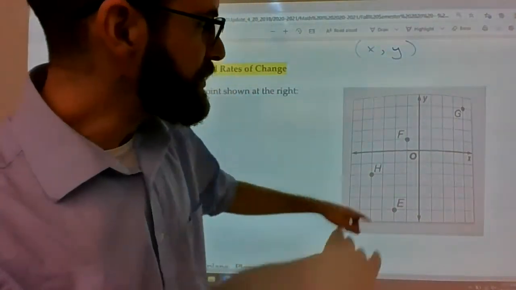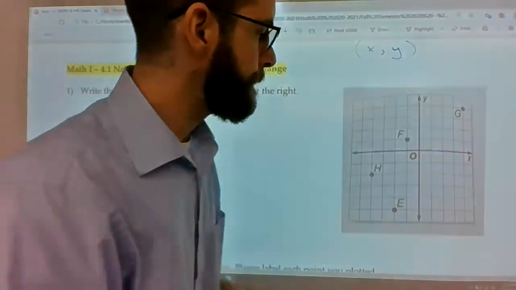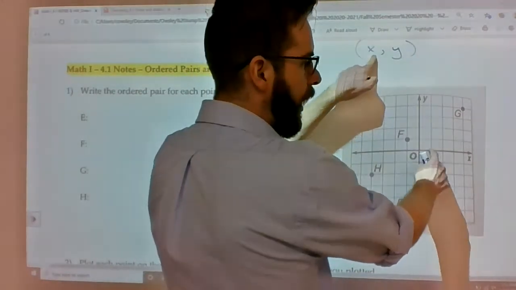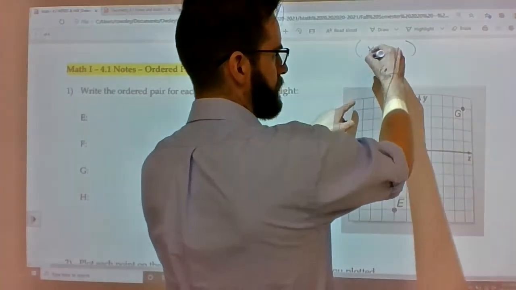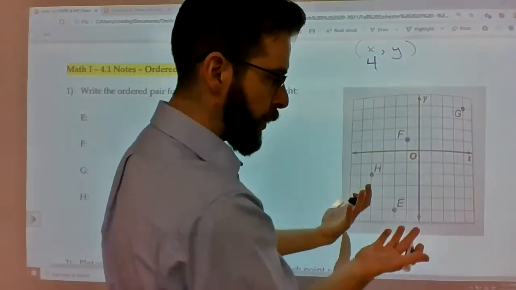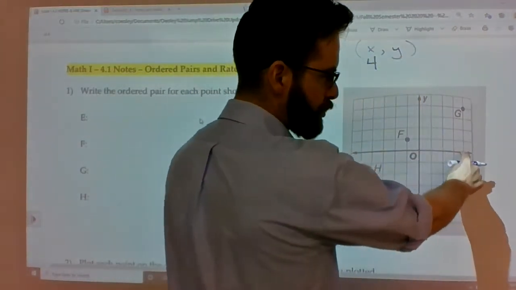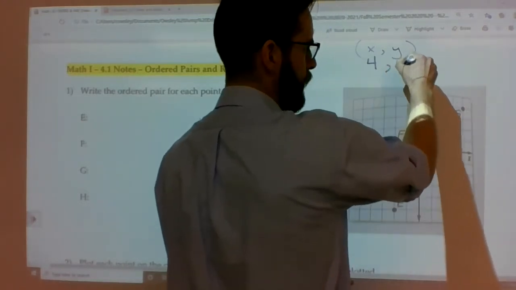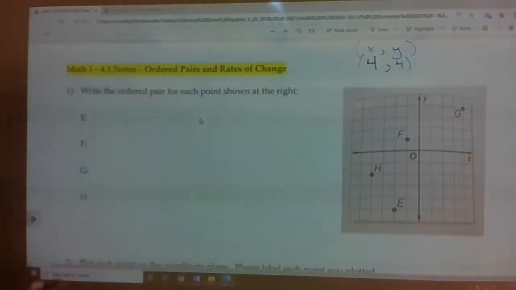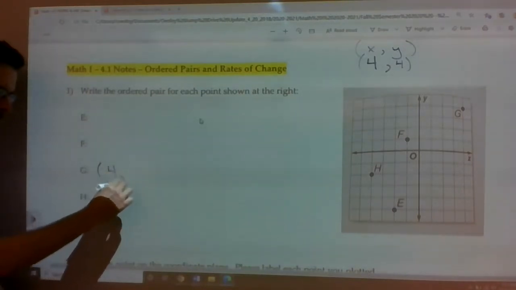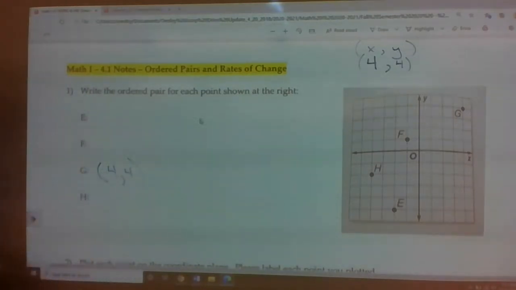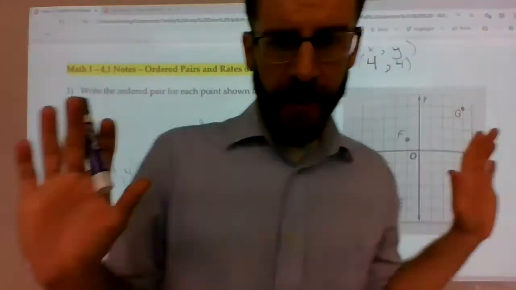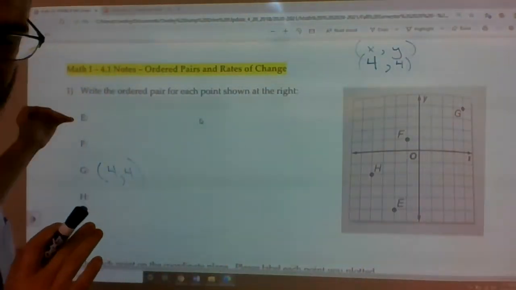So when you see something like G, you have to travel right 1, 2, 3, 4 units. So the X coordinate is 4. And then you have to travel up 1, 2, 3, 4 units. So the Y coordinate is 4. So we've already got G right here. It's an ordered pair 4, 4. Now right now, pause the video and see if you can accurately get E, F, and H on your own.